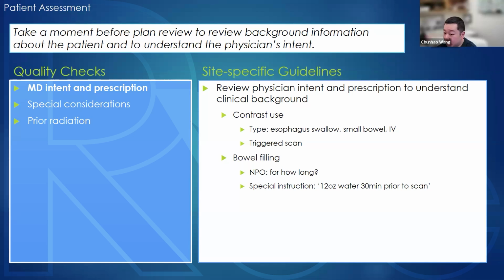So for esophagus swallow, we expect the contrast to be in the esophagus and the stomach. And for small bowel contrast, usually we find it in the stomach, small bowel, and sometimes in the large bowel. For IV contrast, of course, the contrast will mainly be found in the blood vessels and heart.